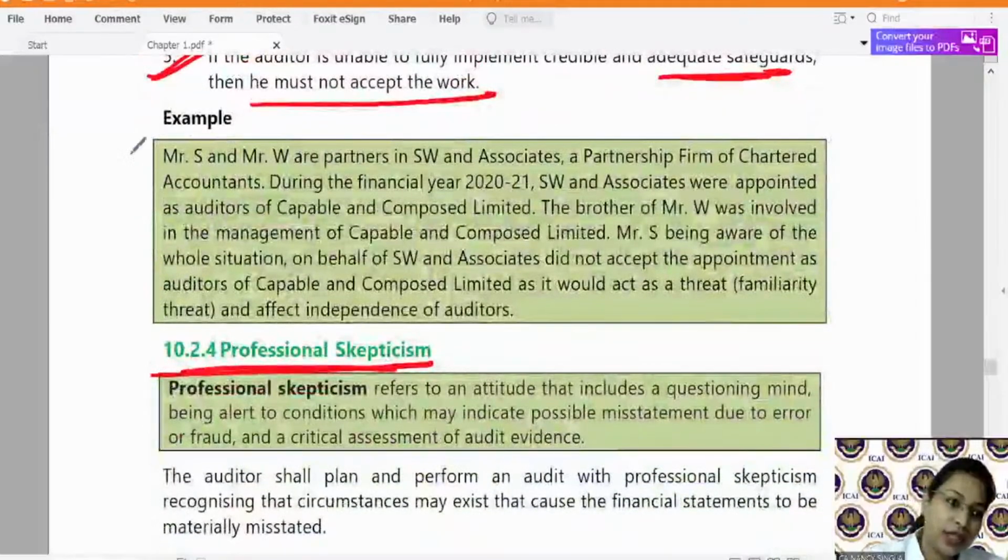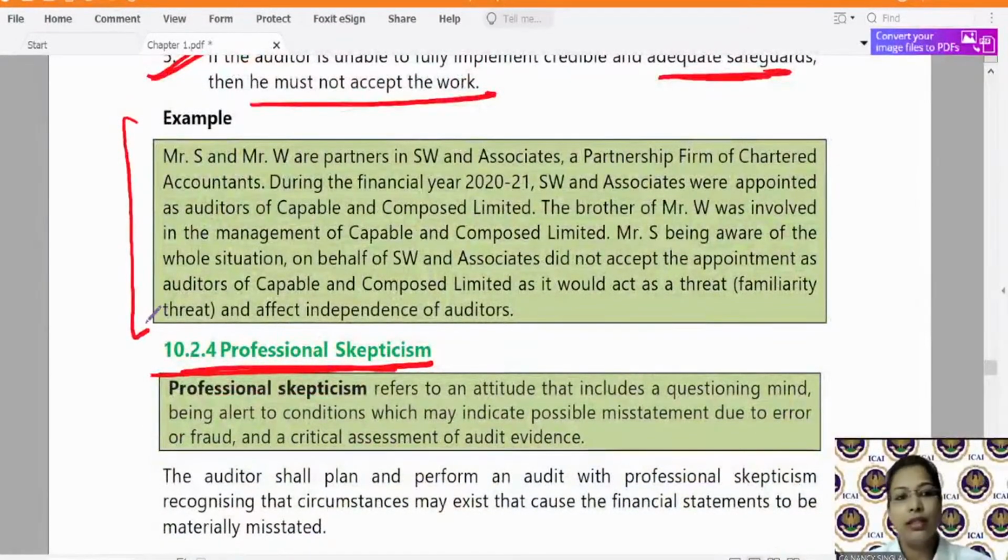Read this example. Just give a quick read to this example. Mr. S and Mr. W. Have I discussed whether the company is small or big, anything like that? Tell me. Even a 1 rupee share cannot be held by the auditor. Okay, is it clear now, Adarsh?